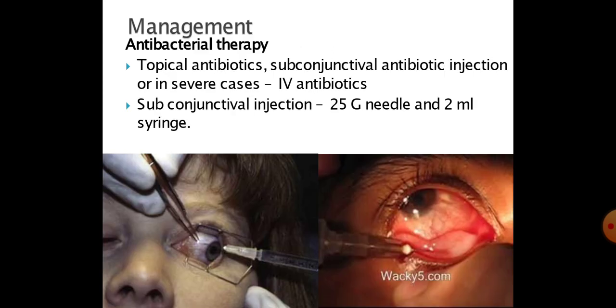So next we will see the management. In case of infections, antibacterial therapy has to be given, that is topical antibiotics or subconjunctival antibiotic injection, or in severe cases IV antibiotics also can be given. Subconjunctival injection can be given using a 25 gauge needle and 2 ml syringe.